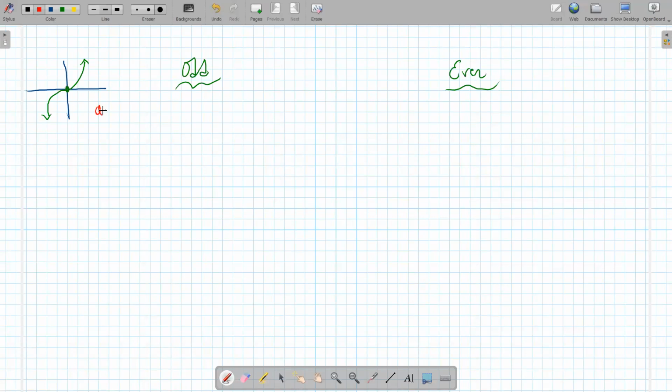Whatever's in Q3 goes to Q1, or whatever's in Q1, sorry, Q2 will go to Q4. Another example would be something like this. So it's reflected around the origin, 0, 0.